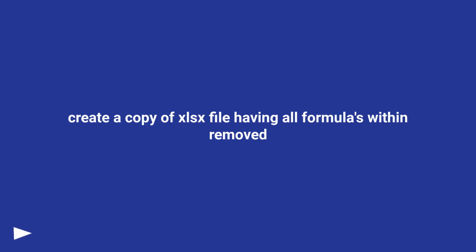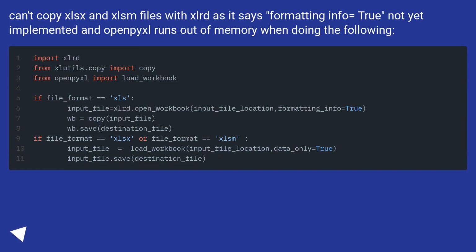Create a copy of an xlsx file having all formulas within removed. I can't copy xlsx and xlsm files with xlrd, as it says formatting_info=True is not yet implemented, and openpyxl runs out of memory when doing the following.